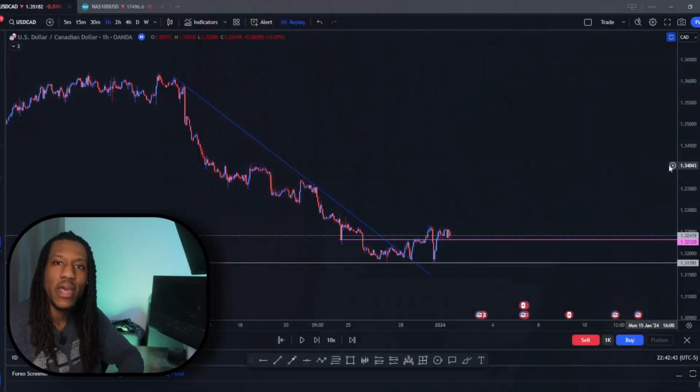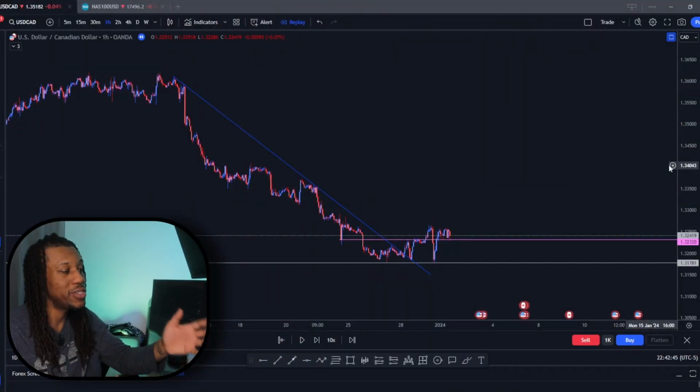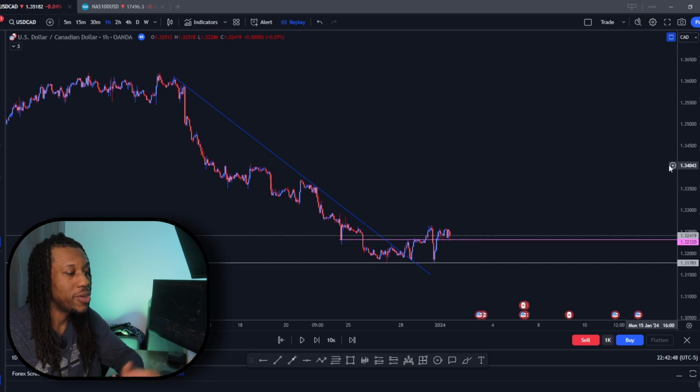Without any further ado, let's jump into the trading charts and see what we can learn together, all right? Now, here we are in the trading chart, okay? We're looking at a currency pair, USD CAD, as an example.